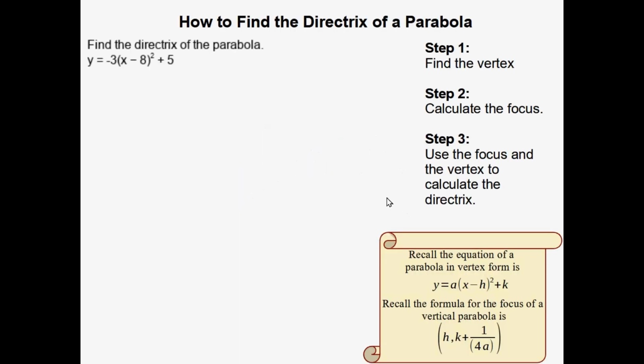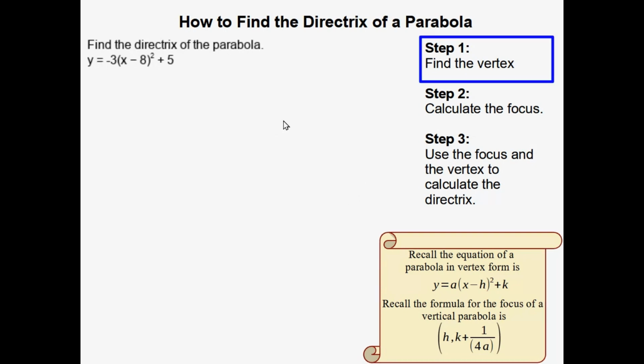How to find the directrix of a parabola. Alright, so just in case you didn't know, the directrix of a parabola is a line that is the same distance from the vertex as it is from the focus, but it's on the other side of the parabola. You might call it the outside of the parabola, and then the focus is usually on the inside of the parabola. Alright, so let's take a look.